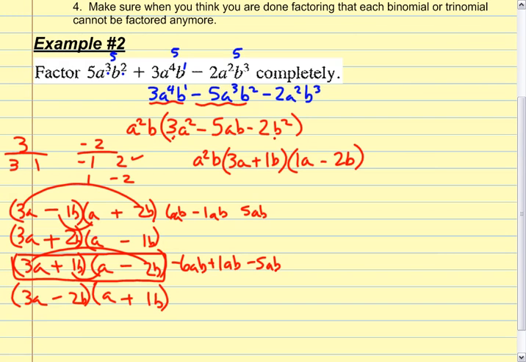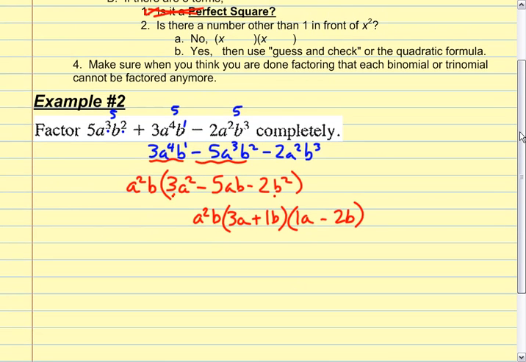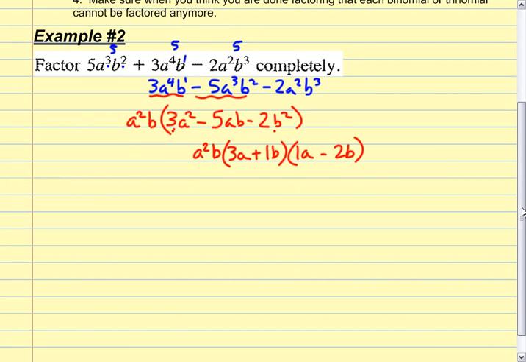Okay, now I'm almost done. I'm going to get rid of this just so we can see a little bit better. Okay, got rid of that. Now, let's go back up to the checklist. Make sure when you think you are done factoring that each binomial or trinomial cannot be factored anymore. Okay, let's look at this. Can't factor this anymore. Can't factor that anymore. I mean, that's just 3A plus B. And that's A minus 2B. Those are binomials. They're 2 terms, and they're not the differences of 2 squares. Because if they were, I could factor them more. But they're not. So that's it. That's my answer. Factored completely.